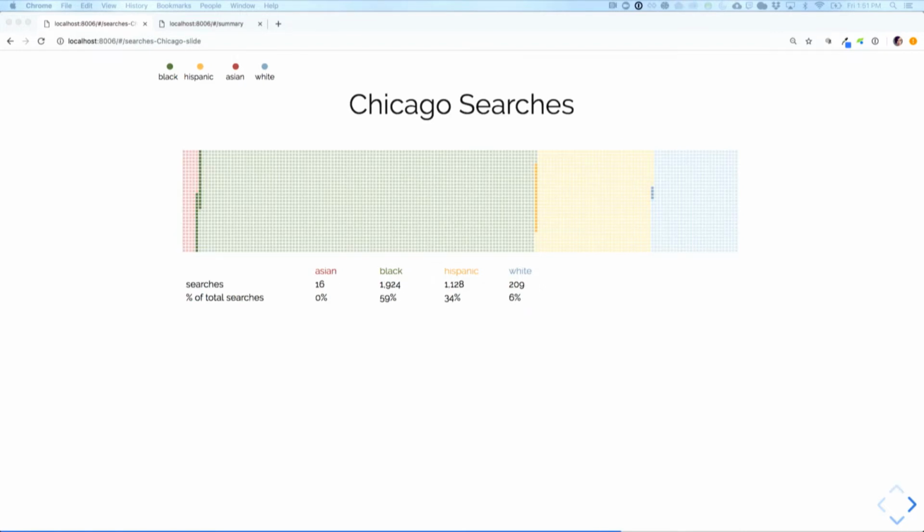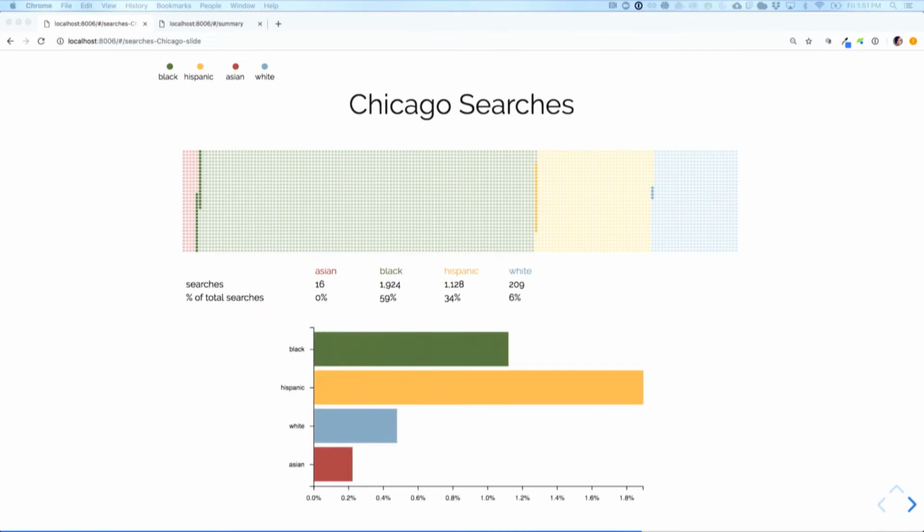First we'll look at Chicago. What you're looking at here is the search rates for Chicago. If you're looking at the Hispanic bar, what that's saying is that of the Hispanic drivers pulled over, 1.8-ish percent were searched.